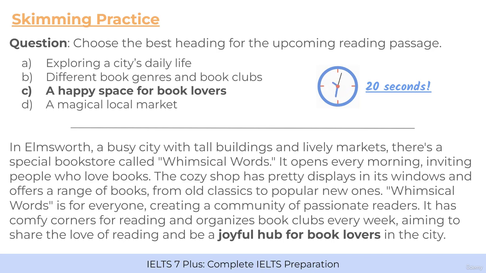And I've highlighted some key words at the bottom. A joyful hub for book lovers. A happy space for book lovers. So that key language there kind of summarizes everything and helps me to pin down the answer. But I need to skim the whole passage to get an understanding of what is described. We talk about the city first and the markets, and then we move on to the bookstore, talk about what it's like inside and some of the books they have and how the community enjoys it. So the passage is pretty much all talking about this happy space for book lovers.